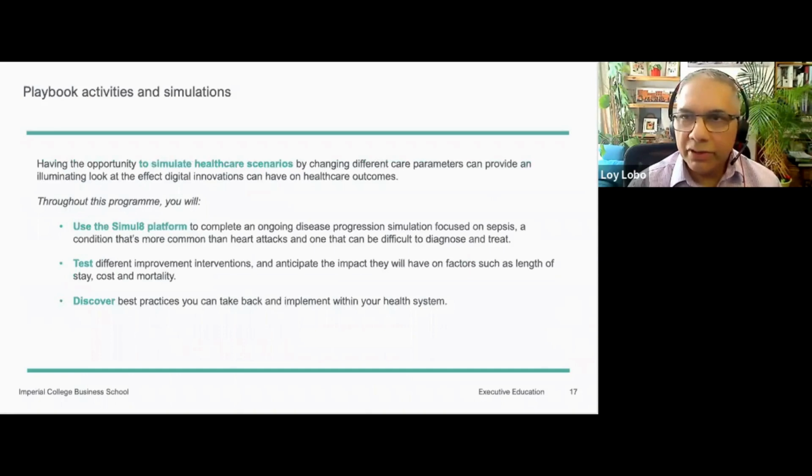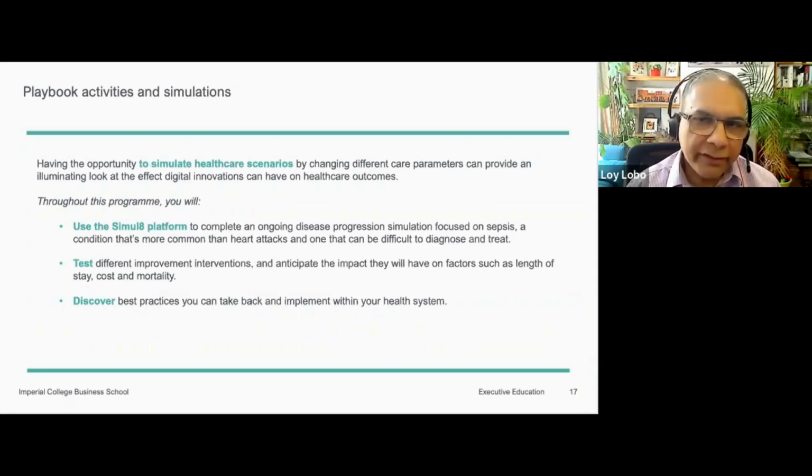There's one particular topic which we dive into in some detail in the middle of the course, and that's around the use of simulation and scenario building. It is often difficult to predict how a digital transformation might actually affect an organization or the organizations around it.